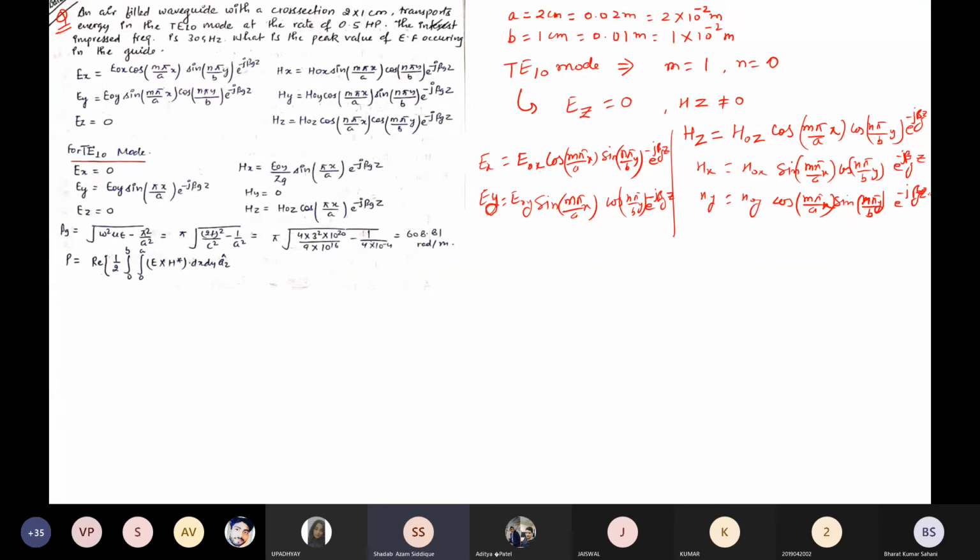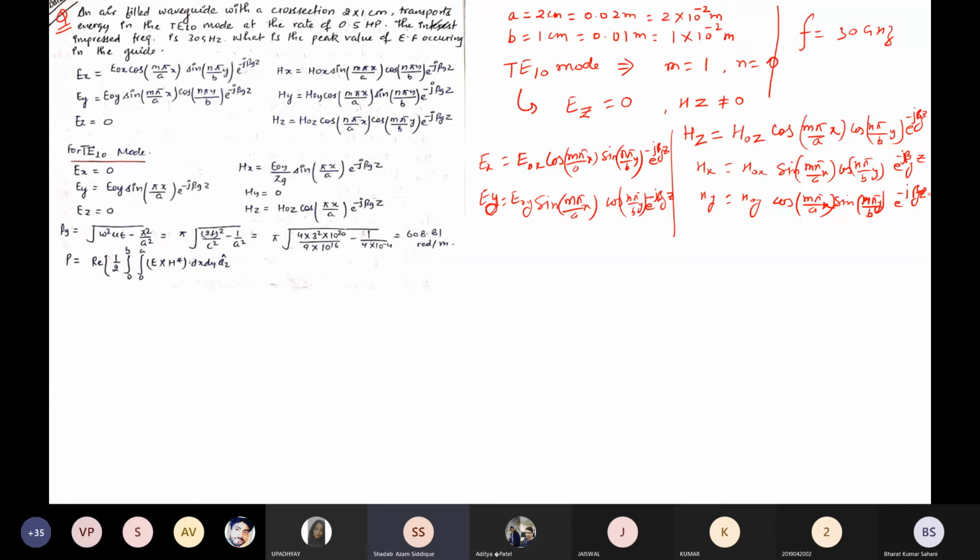We have written all these 6 equations. Why have we written 6 equations? I'll let you know why this is required. The impressed frequency is given here. Impressed frequency f is equal to how much? 30 gigahertz, so 30 into 10 to the power 9. Okay, so we got all these.